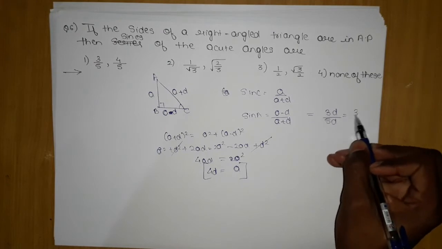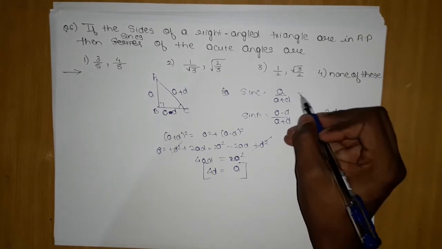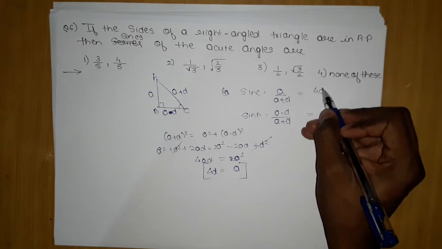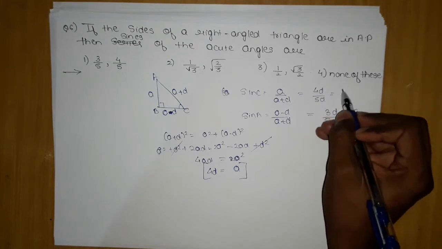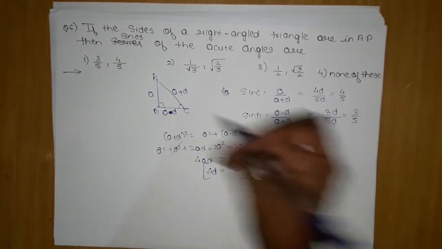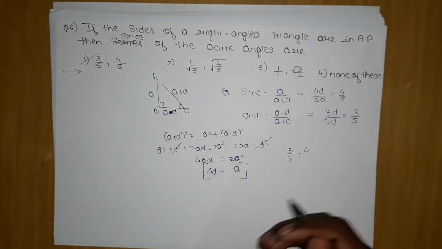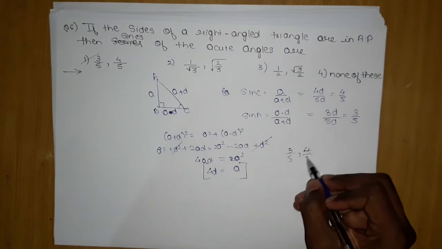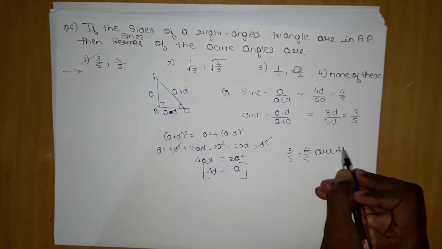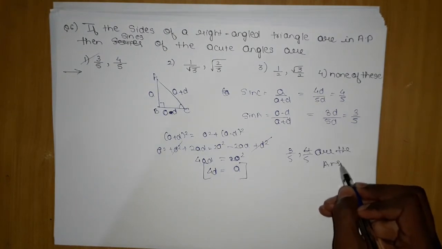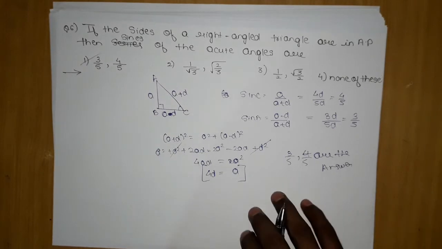So our answer is 3 by 5 for sin A, and here our A is 4D and this will become 5D, so our answer is 4 by 5. So the first option is correct. So 3 by 5 and 4 by 5 are the answers. Okay, so we are done with this problem. Now let's move on to the next problem.